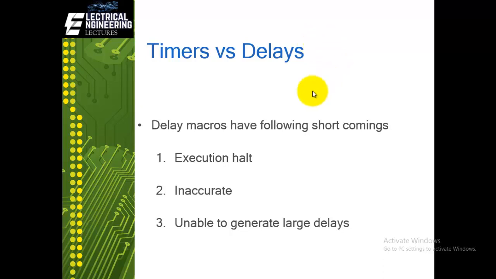So let us talk about some of the shortcomings of delay macros. The value of the delay must be constant for the delay macros. It cannot be changed during the program execution. Hence, it remains programmer defined. Another disadvantage of using the delay macros is that the delay will not be accurate as compared to the timers. And the last disadvantage is that larger values of delays cannot be created using macros. For example, a delay of half an hour cannot be created by a delay macro. The maximum delay that can be used is based on the crystal oscillator used.